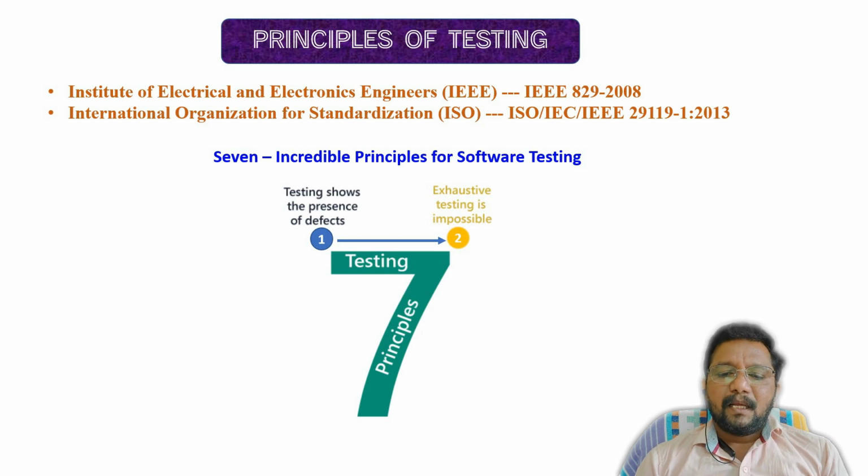Okay, the third important principle of the 7 principles is early testing. So we have to start testing in the early stages of software development. Once the code is written, if you start testing, it will increase the cost and time consumption, right? So that's why software testing should be started in the early days.